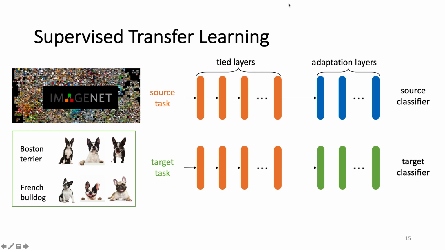So typically people use neural nets or deep learning. The idea is for the source task, this is the neural net we learned with multiple layers. And for the target task, we make the lower layers share the same kind of parameters. We call those tied layers. And then the upper layers we call adaptation layers, and those layers are trained, or say fine-tuned, on this target label data.